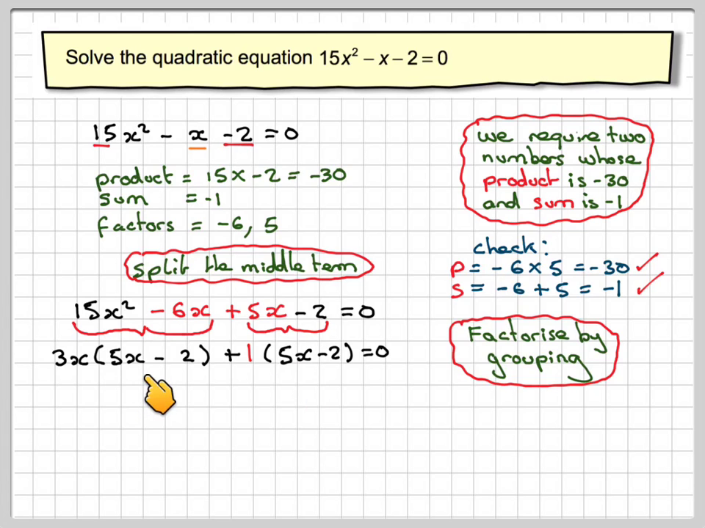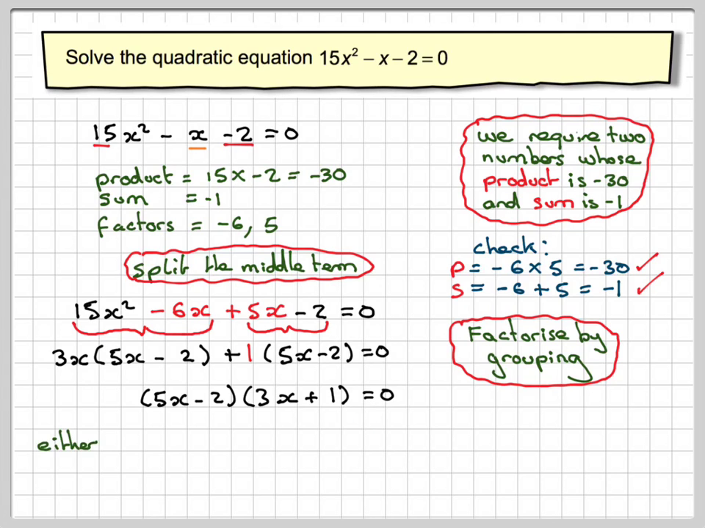Right, you'll now notice that here and here you have the same thing in the bracket, so that now needs to come out. And if it comes out, what's left? You're going to have a 3x plus 1. Just repeat that. Here and here you now have a common factor, so that now comes out, so you get 5x minus 2, and what's left you get 3x plus 1, which is equal to 0.